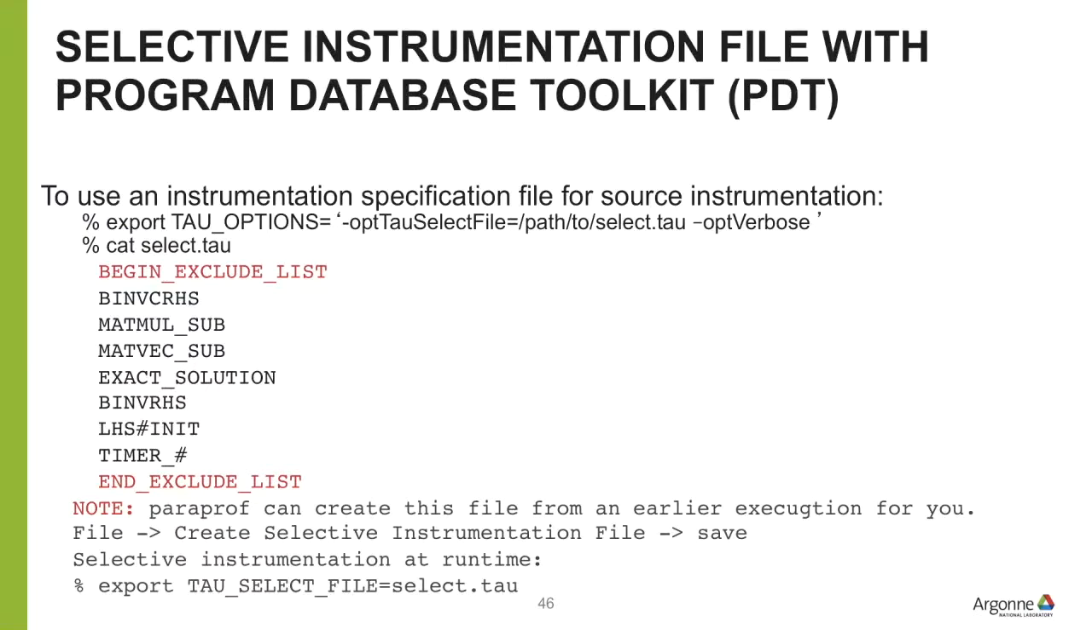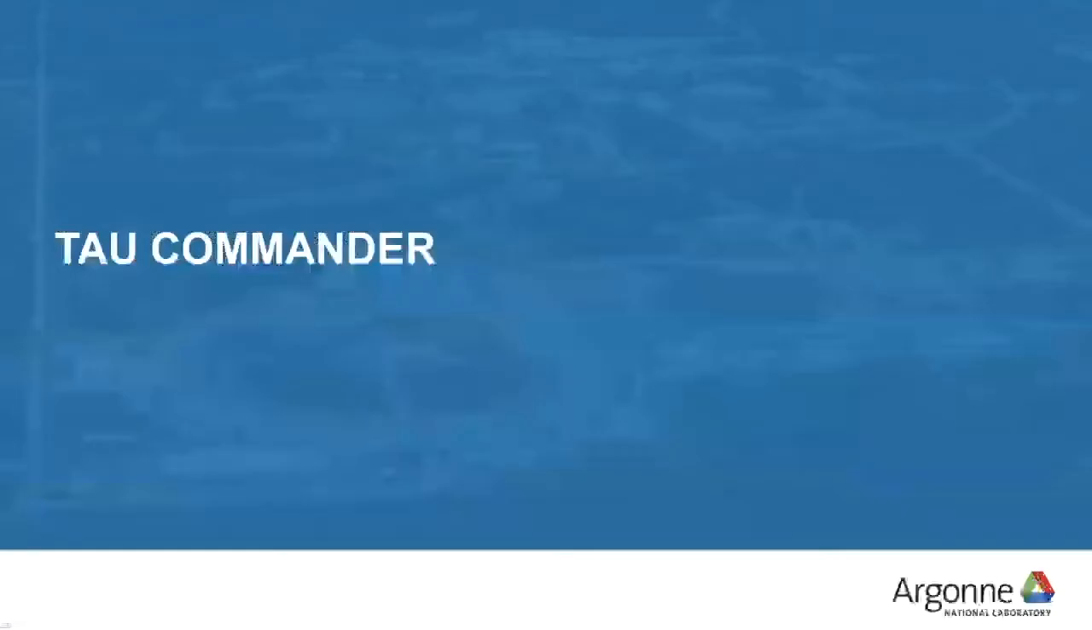Now, what's interesting is that you can also use this environment variable, TAU_SELECT_FILE, at runtime, and it will allow Tau to exclude those functions. But if you are doing this at runtime, you need to compile your code in the form of a dynamic executable, so it can load these filter files.